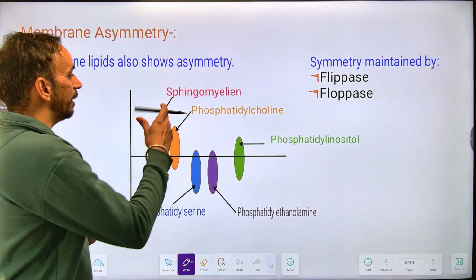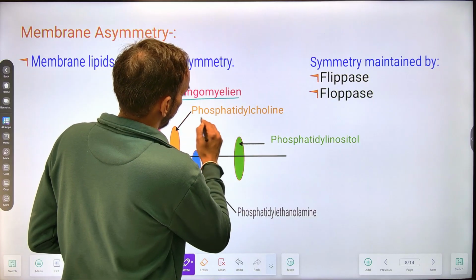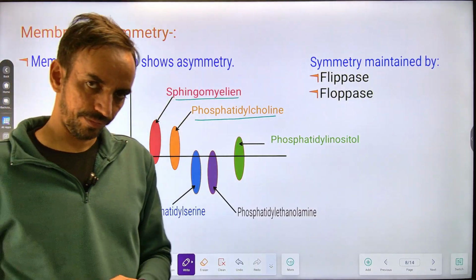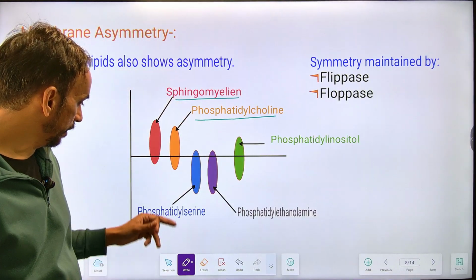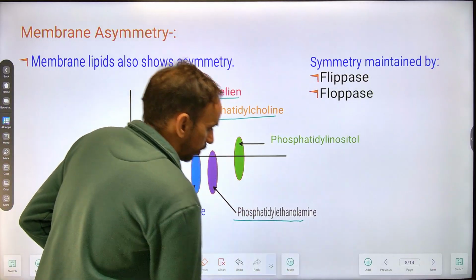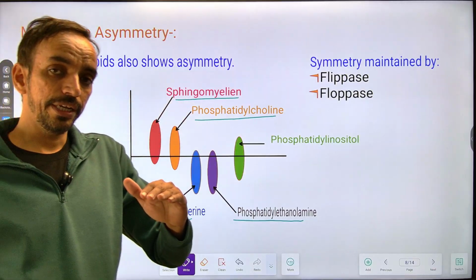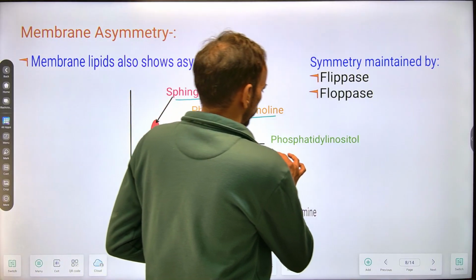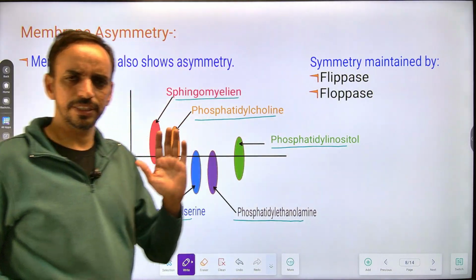Likewise sphingomyelin आपको extrinsic face पे देखने को मिलेगा, phosphatidylcholine it also remain present toward the outer face of plasma membrane. Similarly the phosphatidylserine and phosphatidylethanolamine they remain present toward the inner face of the plasma membrane, while the phosphatidylinositol remain present on both of the surface.